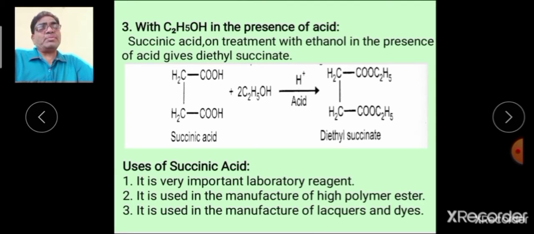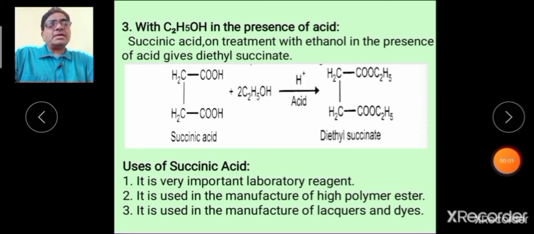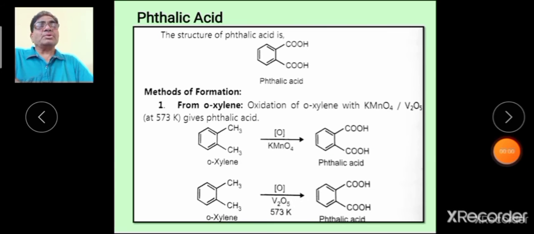Uses: it is a very important laboratory reagent. It is also used in the manufacture of high polymer esters, and it is used in the manufacture of lacquers and dyes. Now, next dicarboxylic acid is phthalic acid.